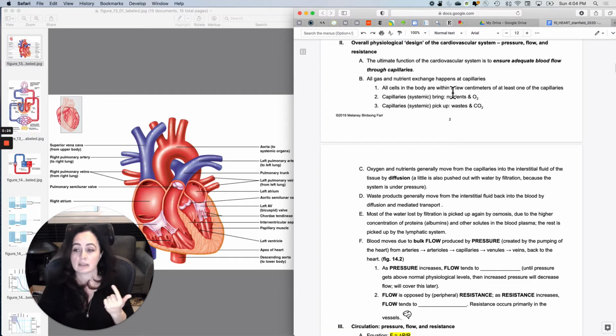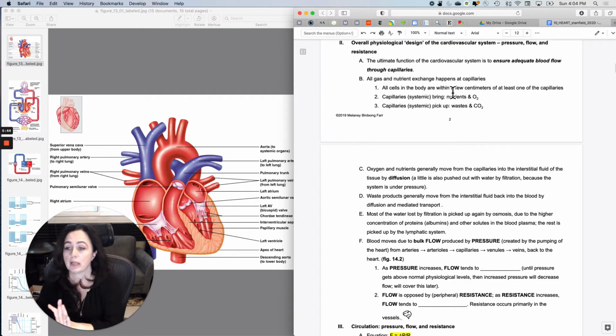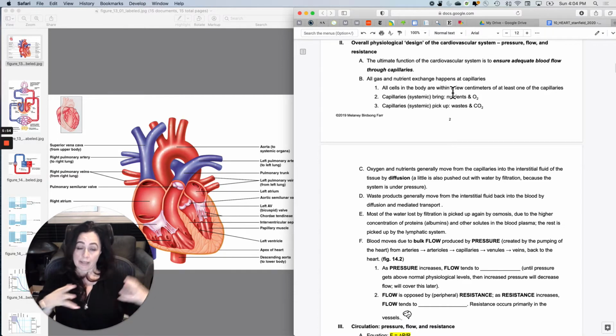A little bit of solutes are actually pushed out by filtration as well, simply because the blood that you bring through the arteries is going to be high pressure. Okay, waste products are generally going to move from the interstitial fluid back into the blood by diffusion, mediated transport if necessary. And because filtration is moving things from high pressure to low pressure, and capillaries are always bringing in relatively high pressure blood, you are going to lose water by filtration.